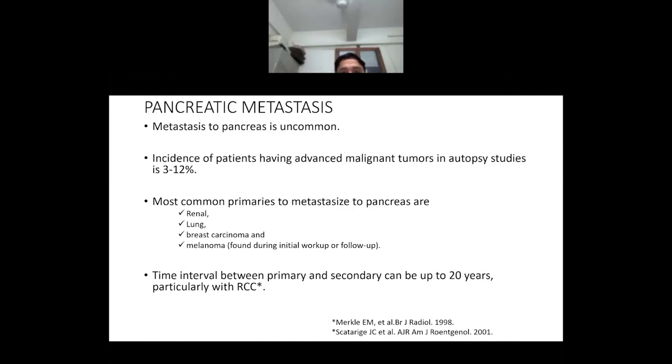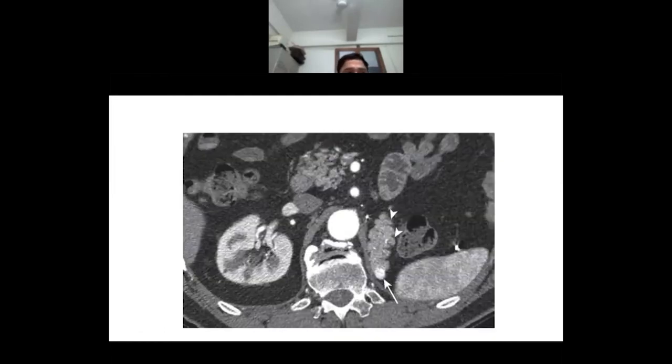The most common primaries metastasizing to pancreas are renal cell carcinoma, lung adenocarcinoma, breast carcinoma, and melanoma, found during initial workup or follow-up. The time interval between primary and secondary can be up to 20 years, particularly with renal cell carcinoma. This is a CT scan showing a patient who underwent left nephrectomy for renal cell carcinoma and developed a metachronous metastasis to the pancreatic tail. Note the characteristic enhancement of the metastatic lesion on arterial phase imaging, as well as posterior displacement of the pancreas, and the absence of the left kidney.